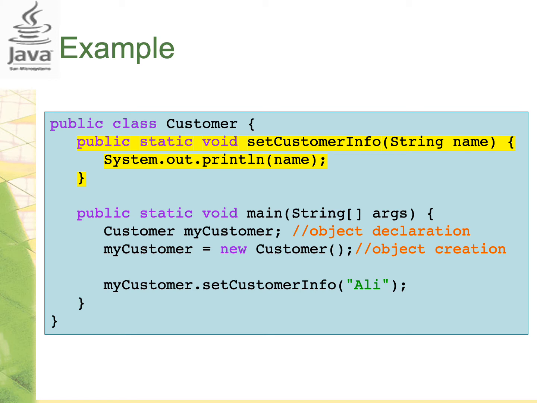This code here shows an example of the more complete code of class Customer, where we have a method called setCustomerInfo that takes in a string. To make it simple, in this method, what it will do is display the string value that is being passed to it. In the main method, we declare and create an object called myCustomer. We use the dot operator to call the method setCustomerInfo and pass the string Ali. If we run this code, it will display Ali on the screen.